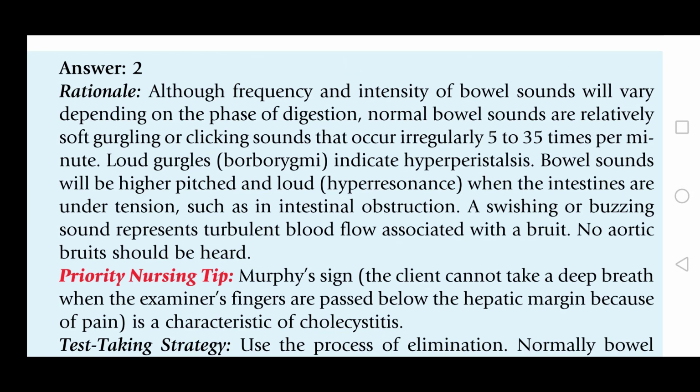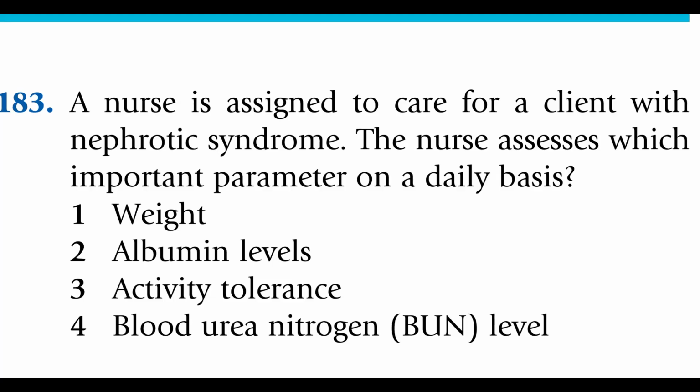Answer 2. Rationale. Although frequency and intensity of bowel sounds will vary depending on the phase of digestion, normal bowel sounds are relatively soft gurgling or clicking sounds that occur irregularly 5 to 35 times per minute. Loud gurgles, borborygmi, indicate hyperperistalsis. Bowel sounds will be higher pitched and loud, hyperresonant, when the intestines are under tension, such as in intestinal obstruction. A swishing or buzzing sound represents turbulent blood flow associated with a bruit. No aortic bruits should be heard.